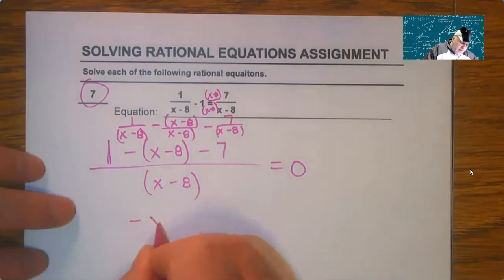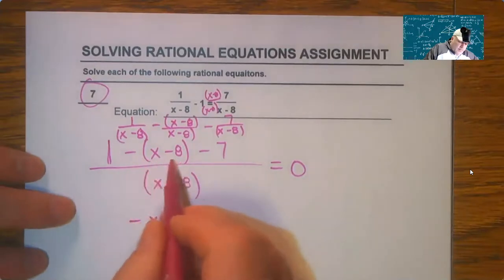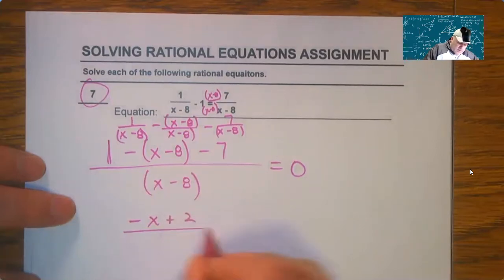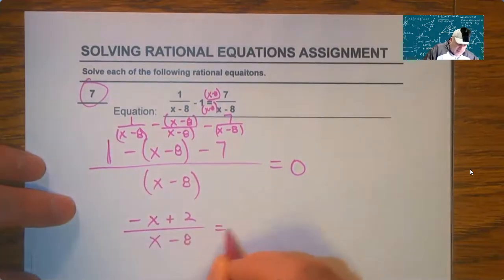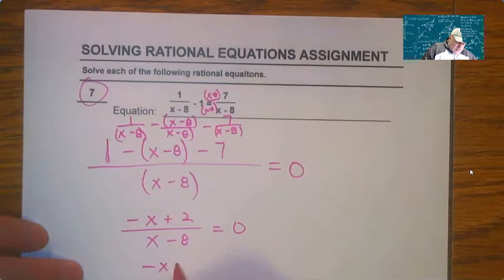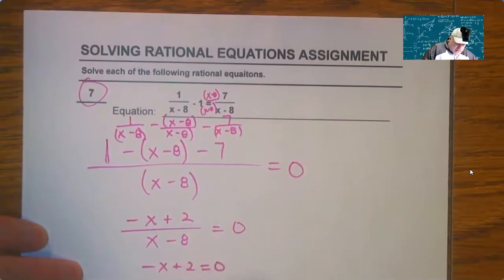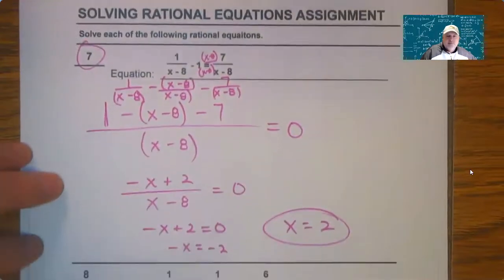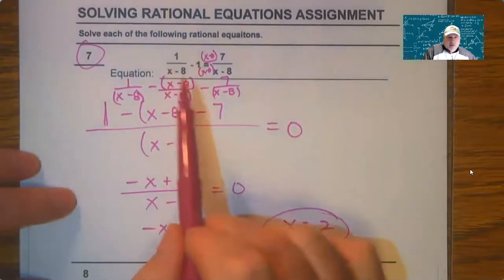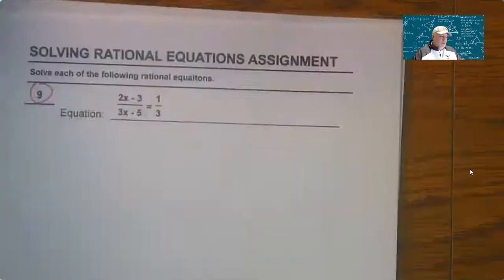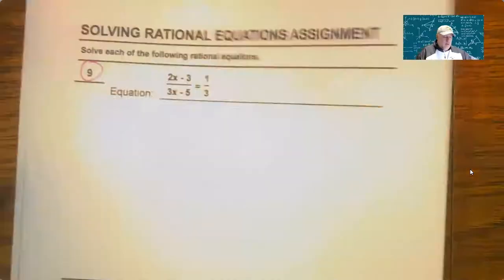So we have -x, 1 minus -8, that's 9, minus 7 is 2. So just do your distribution correct. This gets set equal to 0. Negative x equals negative 2, x equals 2. Just make sure that does not put a 0 in the bottom. And again, check on your calculator if you are in doubt.